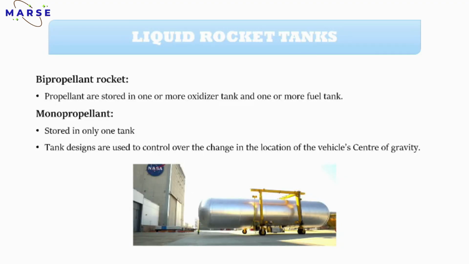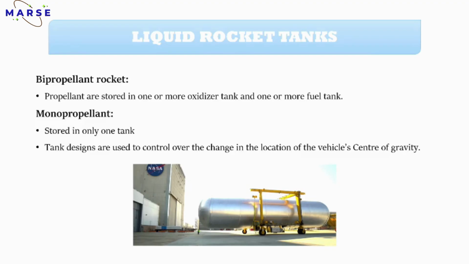Now the last part is the tank. We have already discussed the injection part, igniter part, chamber part and nozzle part. Now the last part is the propellant tank. There are two conditions. The first one is bipropellants. For bipropellants, there are two tanks and the oxidizer and fuel are stored separately. So the propellants are stored in one or more oxidizer tanks and one or more fuel tanks. Next, for the monopropellant, it is stored in only one tank.